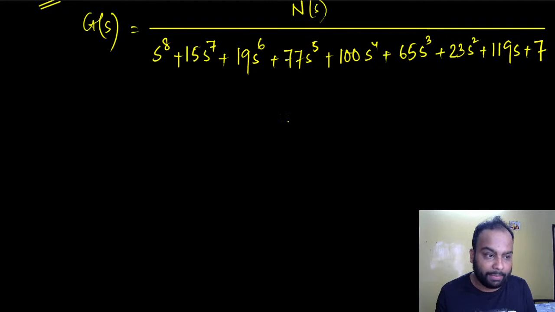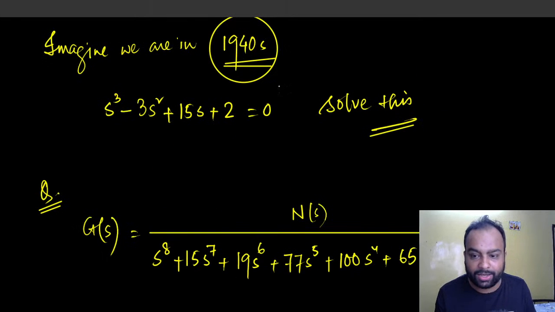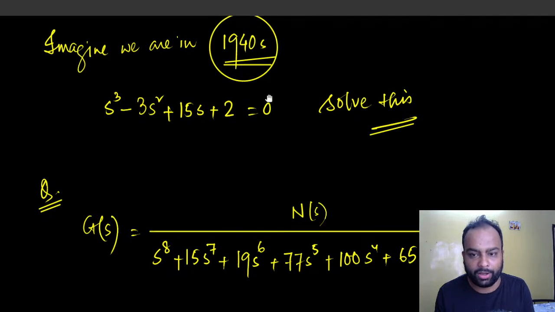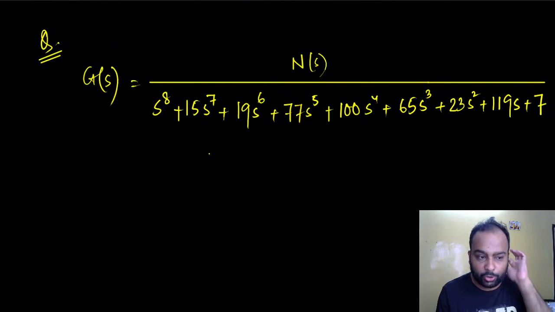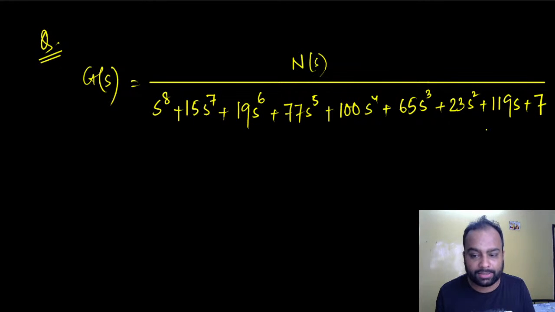That's fine. But imagine you are living in the 1940s. Where would you find your computer? You won't have your computer, right? I mean, solving this using Newton-Raphson manually would be a tremendous job. Like, it would take like 20-30 pages, right?